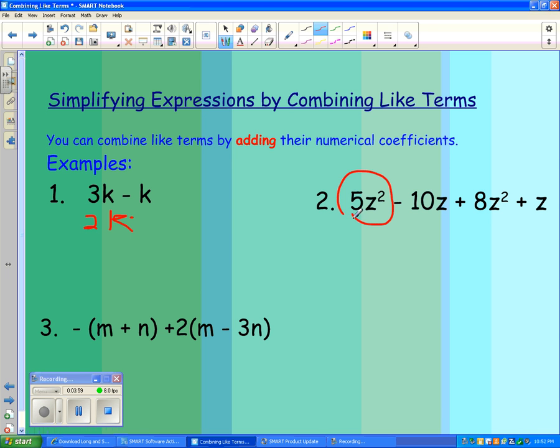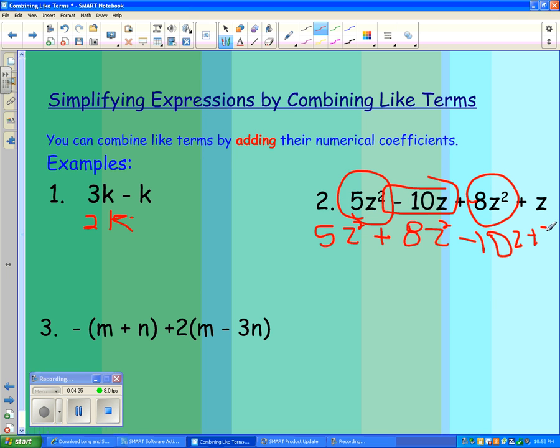Here I've got a 5z squared, and here I've got an 8z squared. So I could write it as 5z squared plus 8z squared. And then I've got a minus 10z. We want to pick the sign up that's right here. So minus 10z. And I've got the plus z on the end.